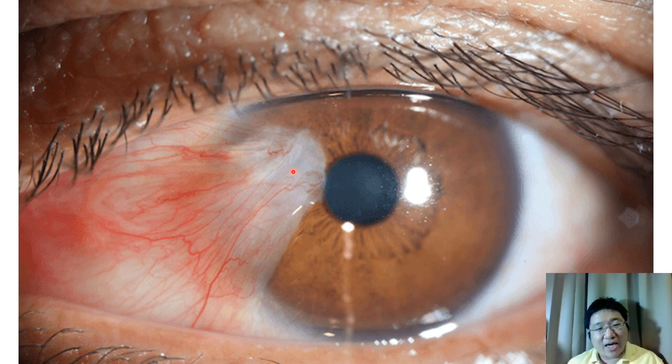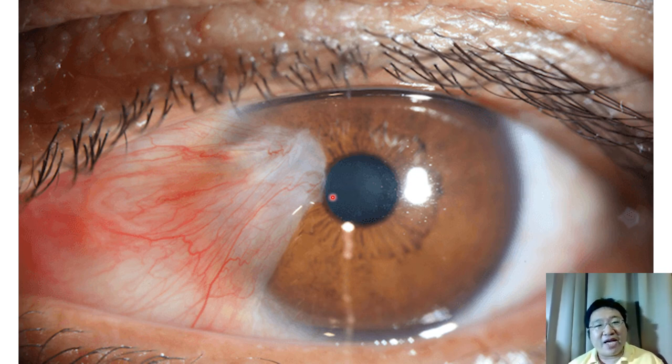Pterygium. This one is also not so dangerous, but it may cause cosmetic concerns. So if the patients are well, they don't care, just leave it, we may just give them antihistamine to relieve the irritation symptoms. Because in both pinguecula and pterygium, the patients will have eye irritation. So the symptoms are mild. Just give them symptomatic drugs. That is fine.